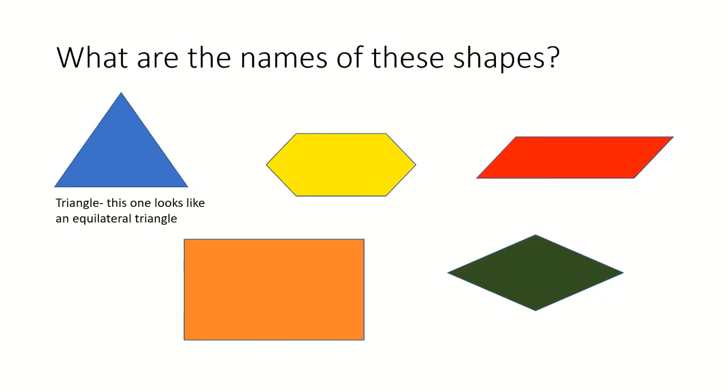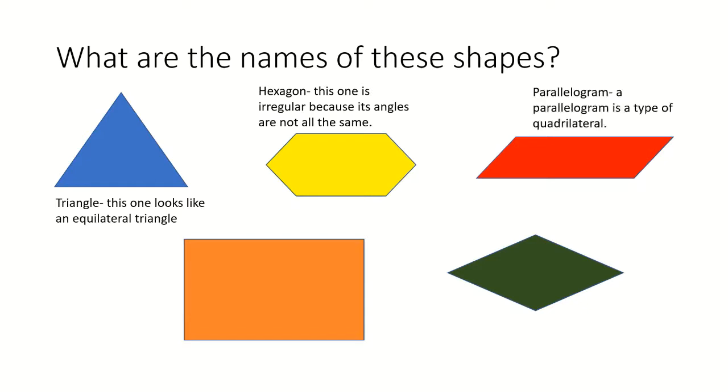So the first one is a triangle, and this one looks like an equilateral triangle, which means that it has all angles the same and all its sides are the same length. Now, there are other types of triangle that we will talk about later. This one here is a hexagon. All six-sided shapes are hexagons. This one is irregular because its angles are not all the same and it has got two longer length sides.